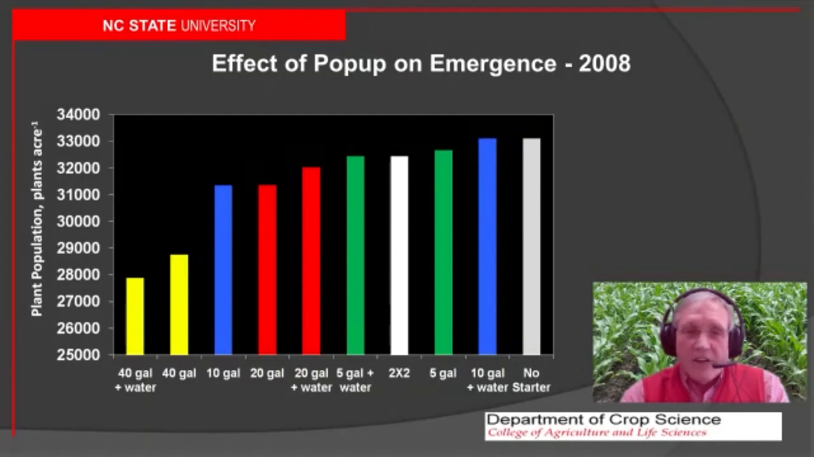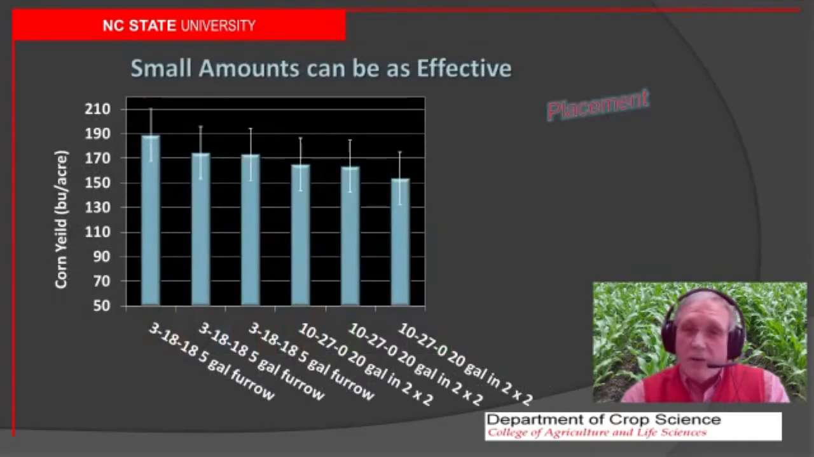This basically shows the interplay between rate and placement. You can get by with lower rates by placing it closer to where those emerging roots are, but you pay a price if you get salt concentration around that seed.